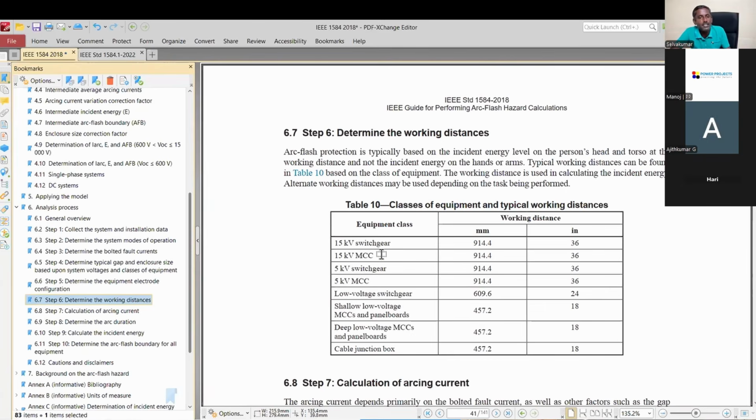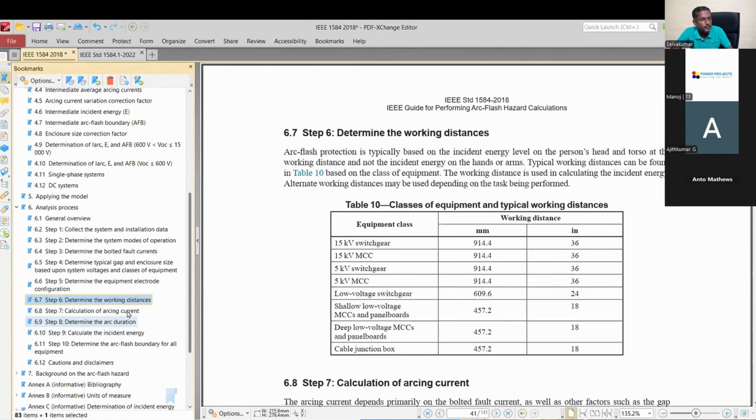So the typical working distance can be found in this table. As of my understanding, I have never seen a customer give this working distance. We are taking it everywhere from this table only. It is 91.4 centimeter for 15 kV and 5 kV switchgear, 61 centimeter for low voltage switchgear, and for MCCs, distribution boards, etc., it is 45.7 centimeter. These are the three different working distances for low voltage distribution boards, low voltage switchgears, and medium voltage switchgears.